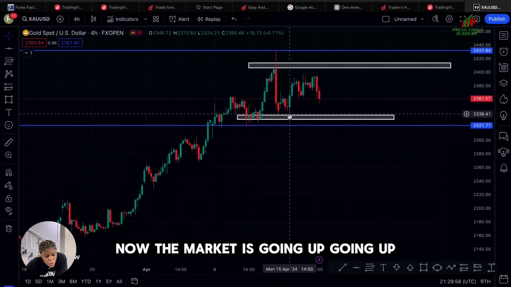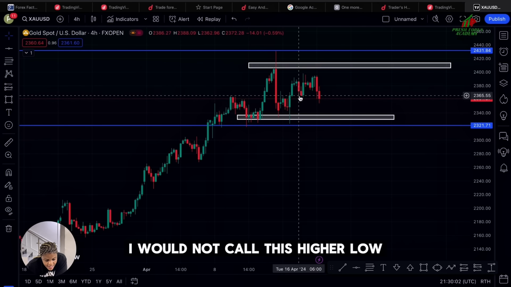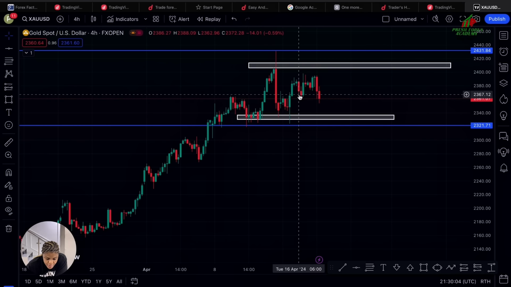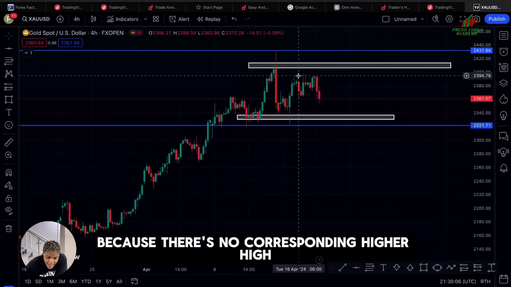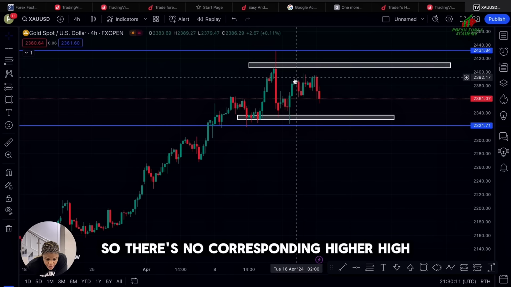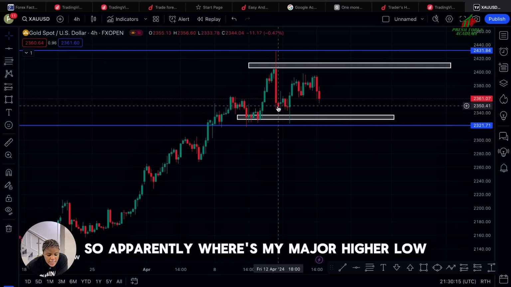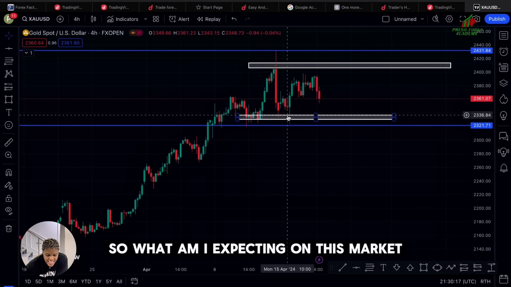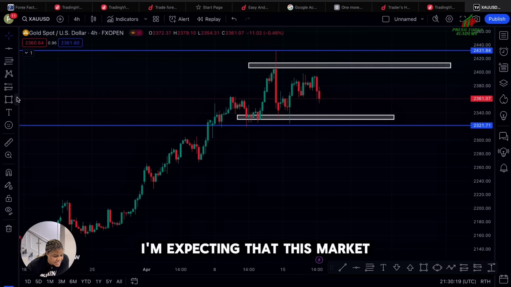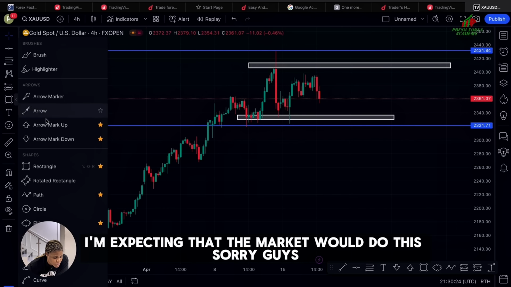Now the market is going up, going up. I would not call this a higher low because there is no corresponding higher high. You can see it's still equal. It's still somewhere around here. So there's no corresponding higher high. So I can't call this a higher low. So apparently, where is my major higher low? This is my major higher low. So what am I expecting from this market? I'm expecting that this market will do this. I'm expecting that the market will do this.